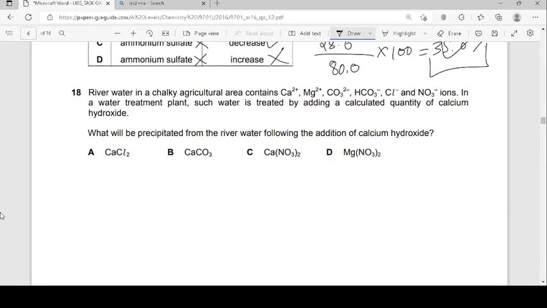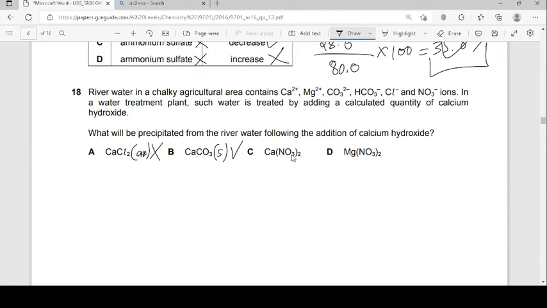Done. Now, river water in a chalky agricultural area contains Ca2+, Mg2+, CO3 2-, Cl-, and NO3- ions. In a water treatment plant, such water is treated by adding a calculated quantity of calcium hydroxide. What would be precipitated from the river water following the addition of calcium hydroxide? So Ca(OH)2, will that be precipitated? No, Ca(OH)2 is soluble in water, so no. CaCO3 is not soluble in water, so that would be precipitated.